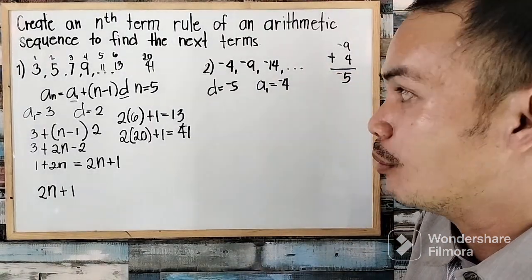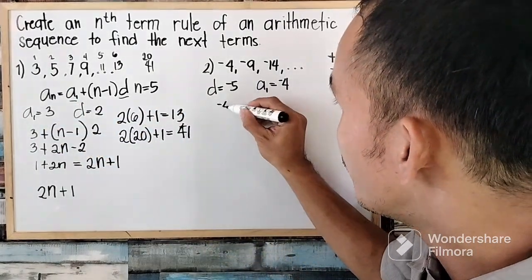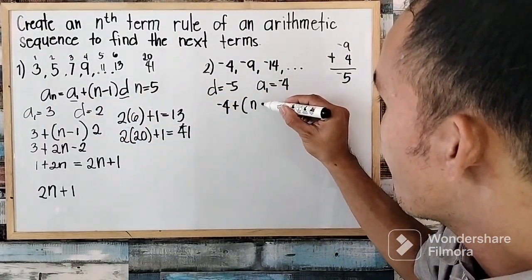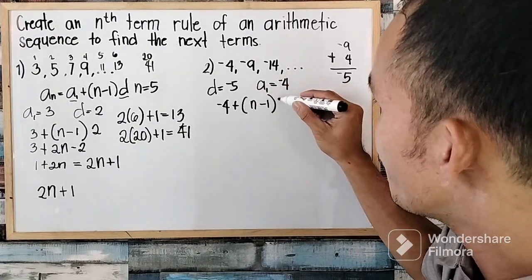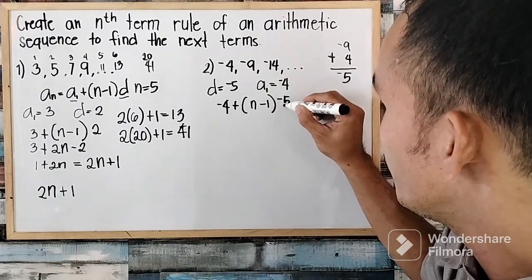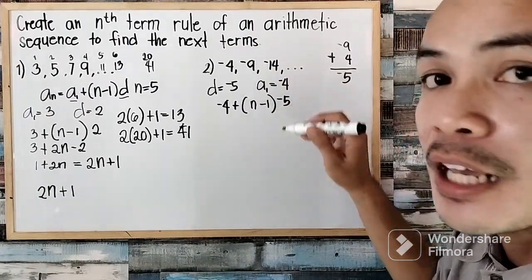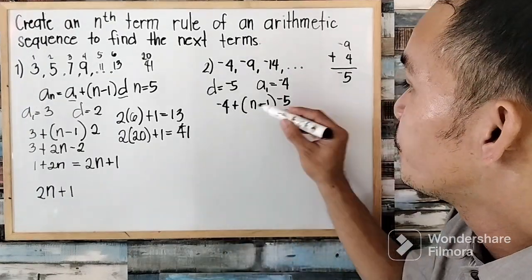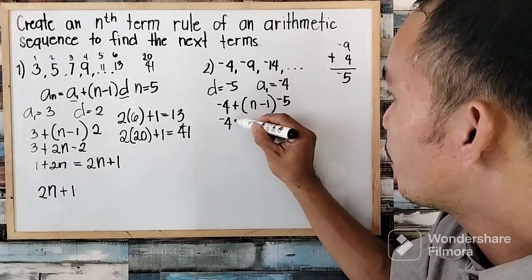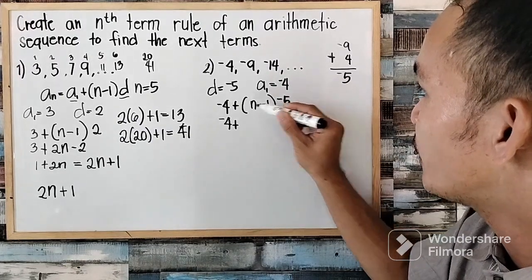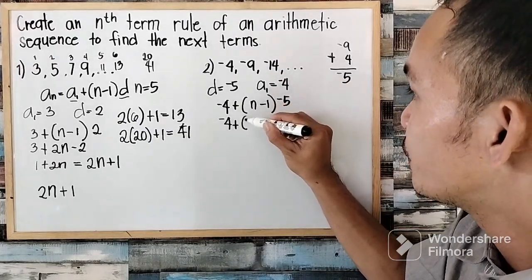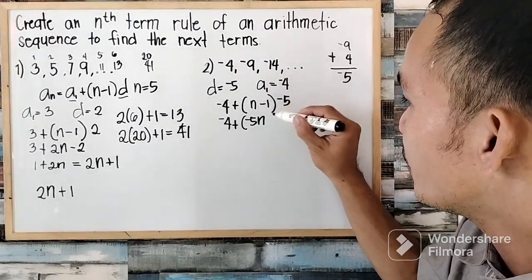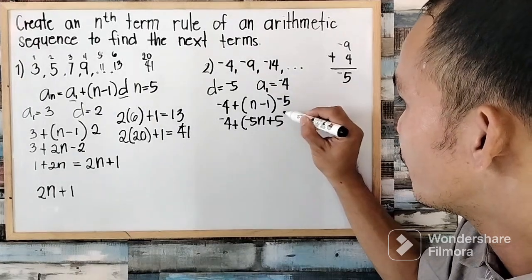Ngayon, gagamitin natin yung formula. So, a1, we have negative 4 plus then n, then minus 1 times the common difference, which is negative 5. Okay? So we have to expand the expression using the distributive property. We have to remove the parentheses. So, kukopyahin mo lang yung negative 4 plus, i-multiply mo yung negative 5 times n. That is negative 5n. Then, negative 5 times negative 1, that is positive 5.